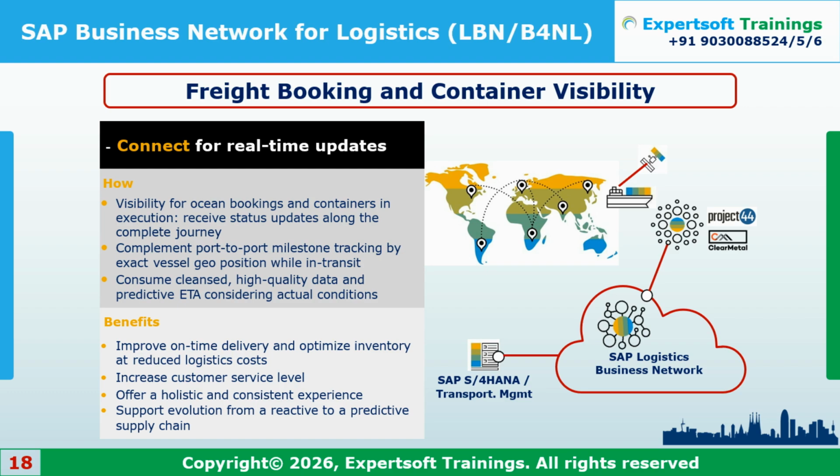Then freight booking and container visibility. Again, you can have status updates, in other words what you receive from P44, location details, port-to-port milestone tracking, geo positions, ETAs, ETA for proof of pickup and ETA for delivery. All this information you will get from your network partners like P44, and it will be fed to S4 via BN4L. Once you implement BN4L and GTT, all this visibility will happen and be reflected on the TM side.